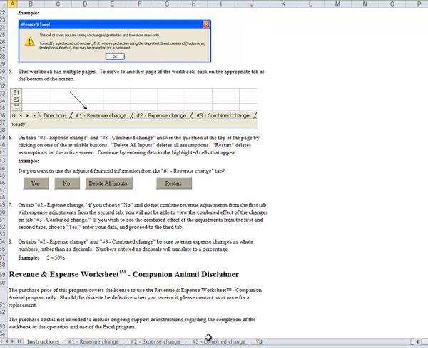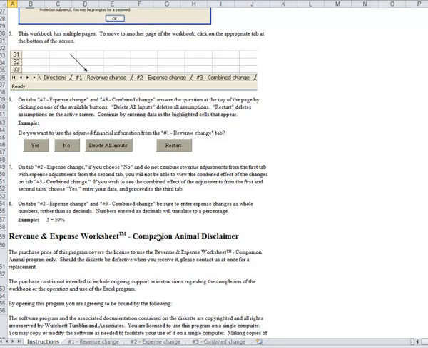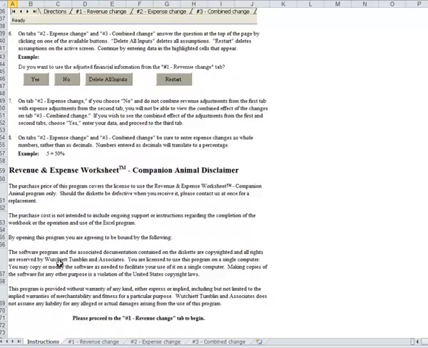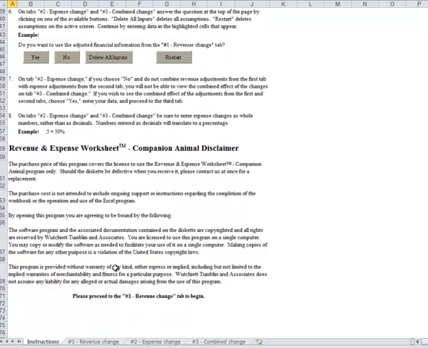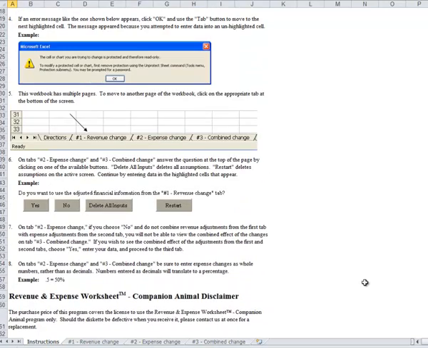When we get to the actual worksheets, you'll see these buttons at the top on 2 of them, the expense change and the combined change. So basically, you just have to answer yes, no, or delete all the inputs that I've done so far. I want to start over again. Then the balance of this is just a disclaimer for the usage of this spreadsheet.